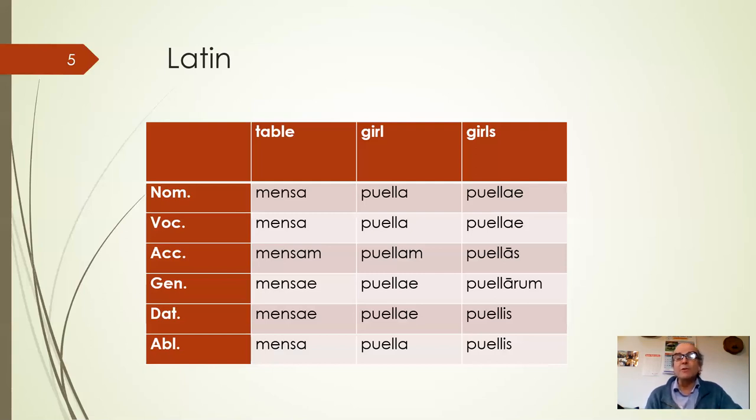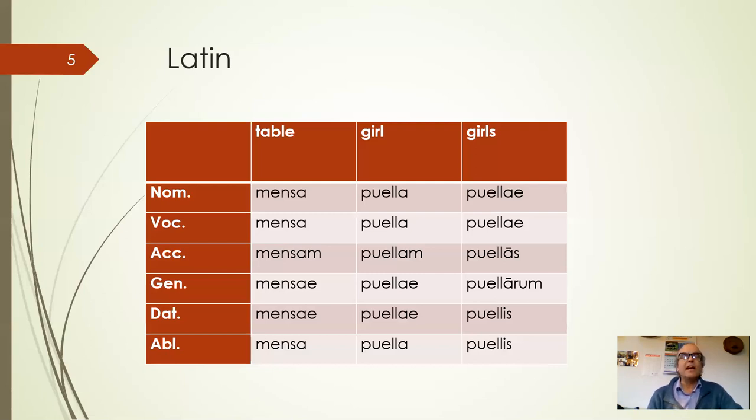And the first noun that we learn when we study Latin, I did this when I was in school at the age of 10, is the noun meaning a table. And so we see that the basic form of this is mensa, a table. Mensa is the nominative case, the case for the subject. Mensa is also the vocative case, the case you use when talking to someone. So with a girl, puella, if you're saying, oh, girl, come here, then you would call her puella. Accusative, mensam, is when the table is the object. So I built the table, or I saw the table, we would use mensam.